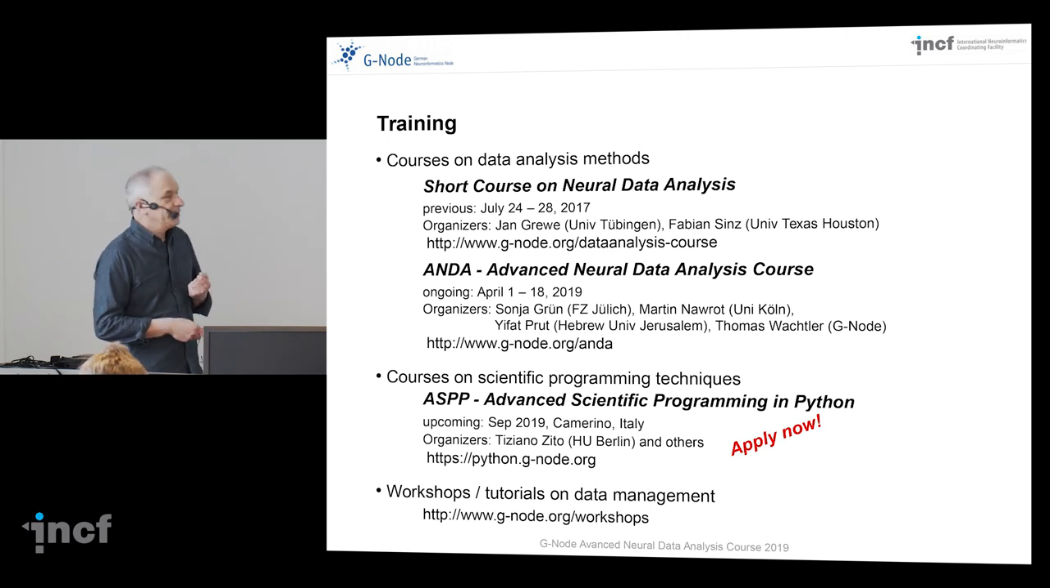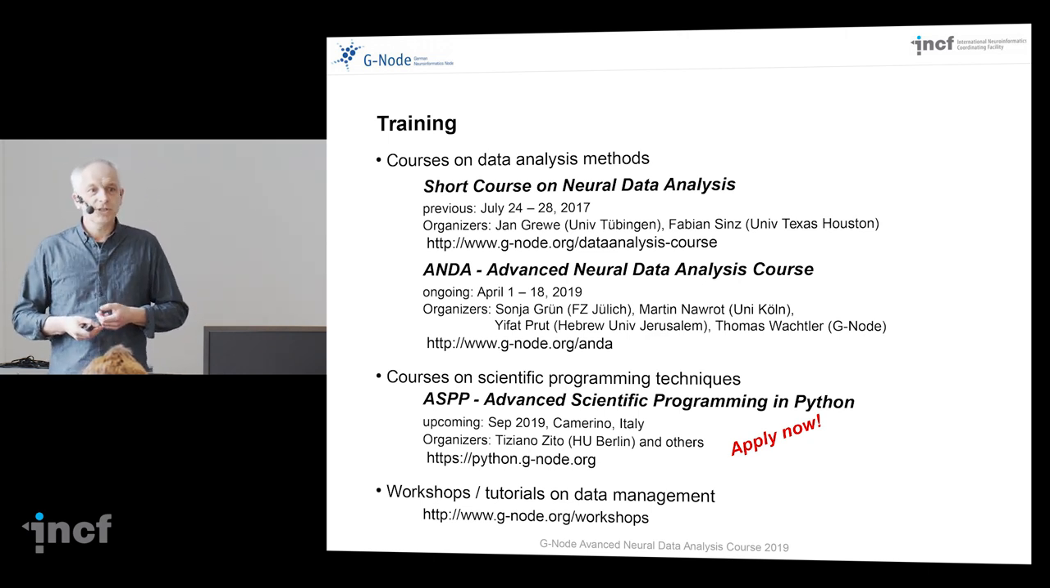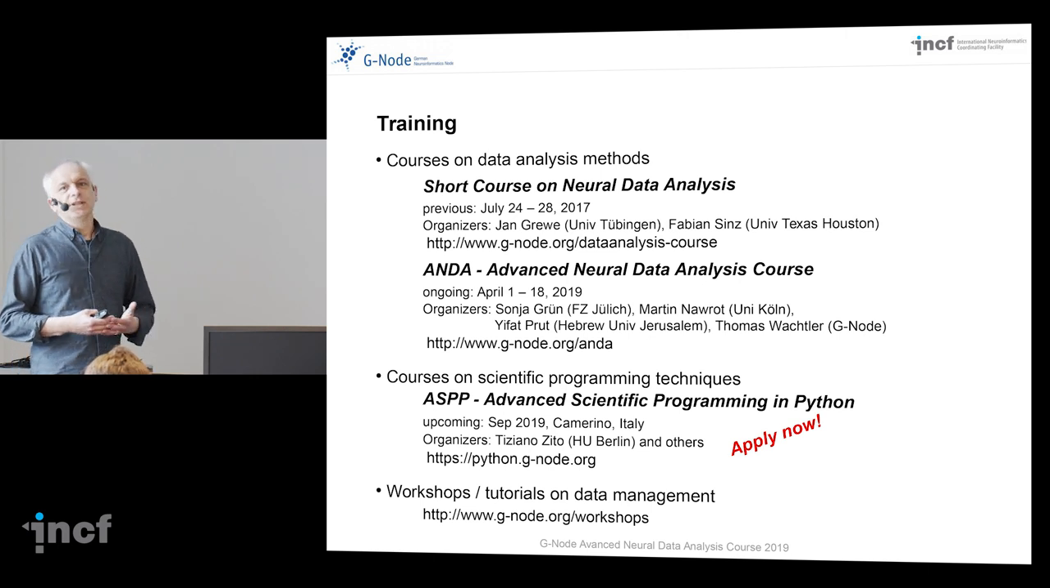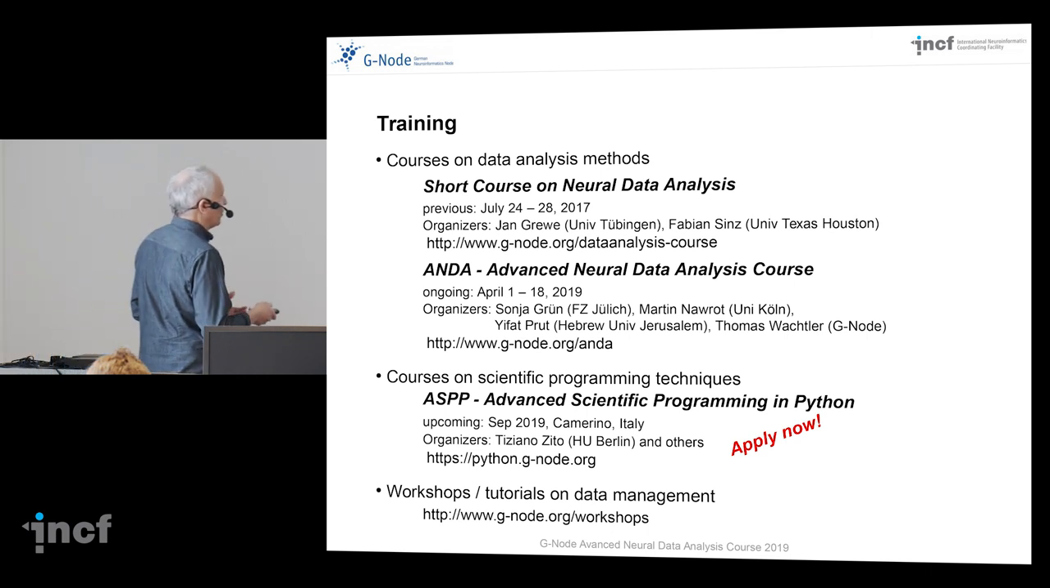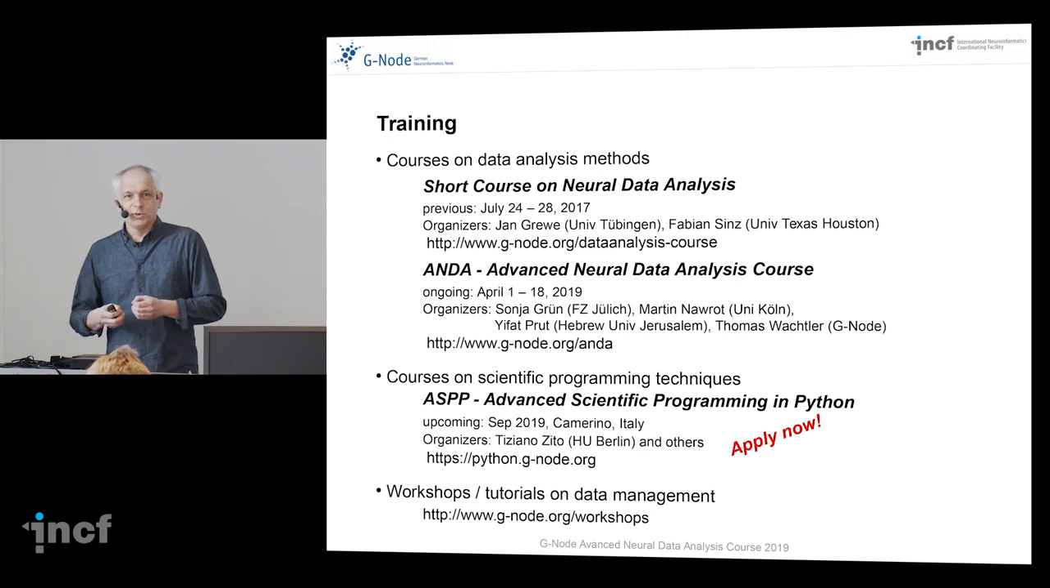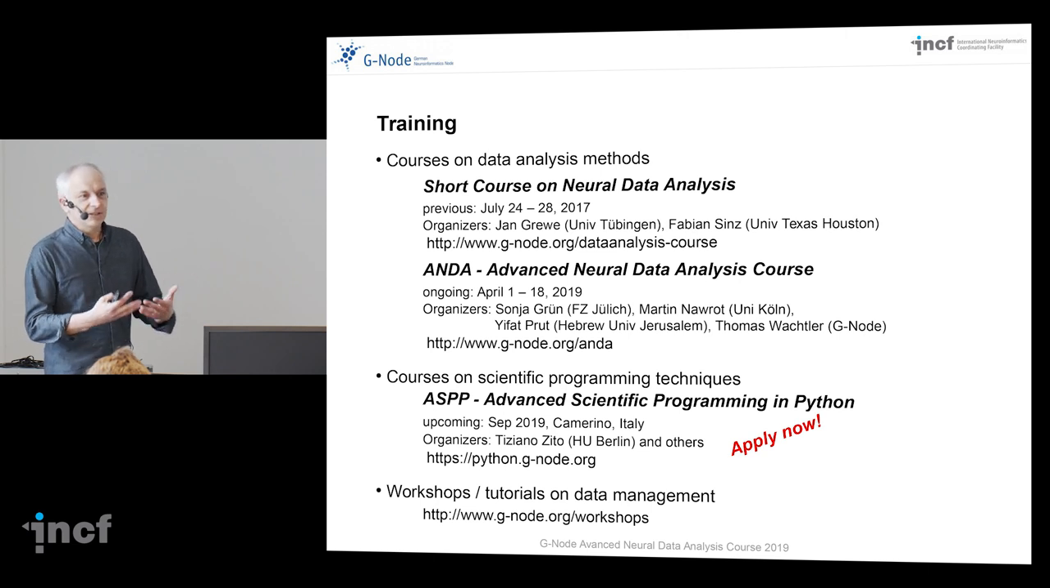We've also been running for several years now the Advanced Scientific Programming in Python School, which is a summer school that introduces young scientists to good scientific programming practices. This is not a course for learning Python, it's a course for learning to code better in Python, because you know more about the background of the language, of computers as such, so you can at the end write code that is better maintainable, that can be shared so others can use your code and so forth.